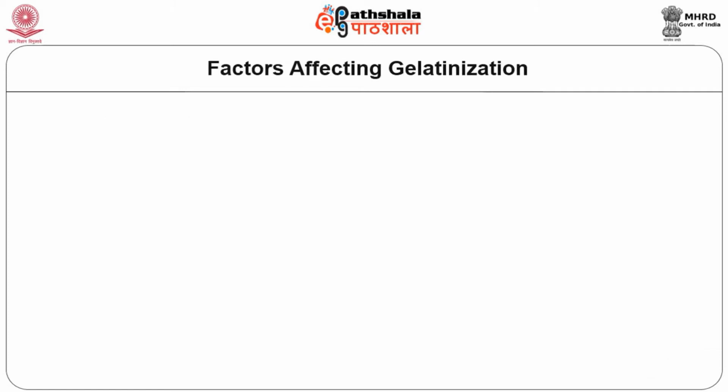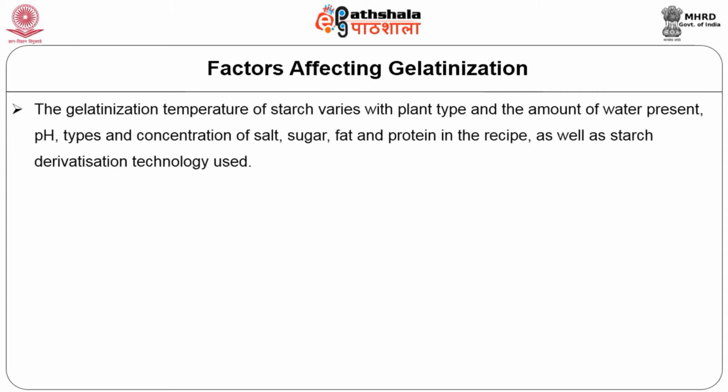Now, there are different factors which govern the process of gelatinization. Let us see what they are one by one. Temperature. The gelatinization temperature of starch varies with plant type and the amount of water present. Next important point is the pH. Then types and concentration of other ingredients like salt, sugar, fat and protein in the recipe, as well as the starch derivatization technology that is used.